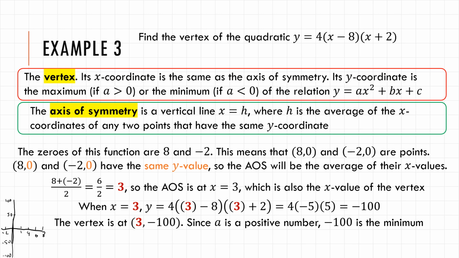I'm going to plot my 2 zeros. So my zeros are 8, 0. That's going to be right there. My other one is negative 2, 0. And so that's going to be right there. And my vertex is at 3 and negative 100. So that's going to be like right over here. And now all I have to do is sort of connect these with a smooth curve.